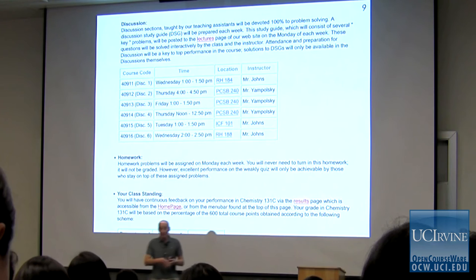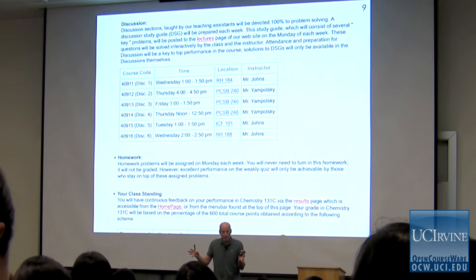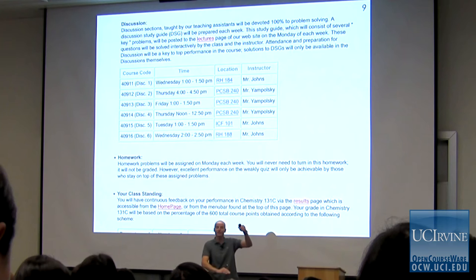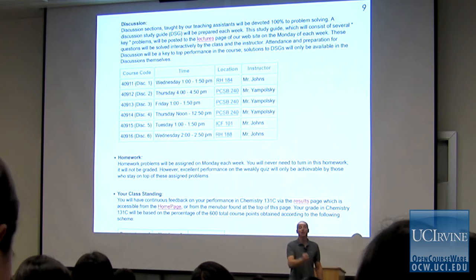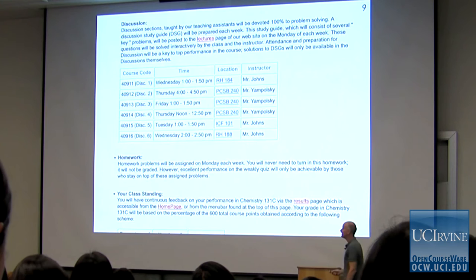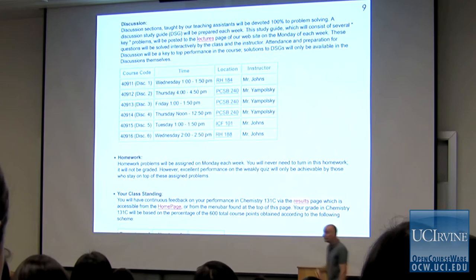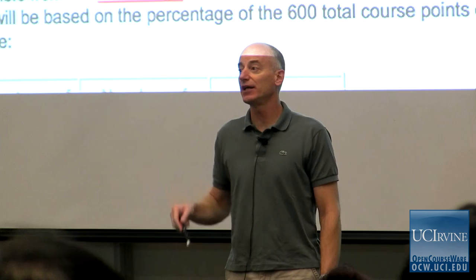Okay, so what will happen in discussion is they will take your questions on any aspect of the course that you have. Ask them any question that you want. If you run out of questions, we're going to work through this discussion study guide together, maybe in small groups, and make sure that we understand how to do these key questions. We're going to post these discussion study guides on the lecture page. You'll see where there's a link for those. So if you want to look at it before discussion, try these problems out, you'll be able to do that. We're going to post the one for this week later on this morning.